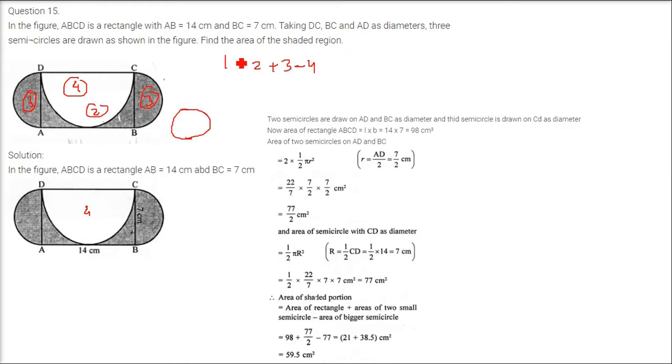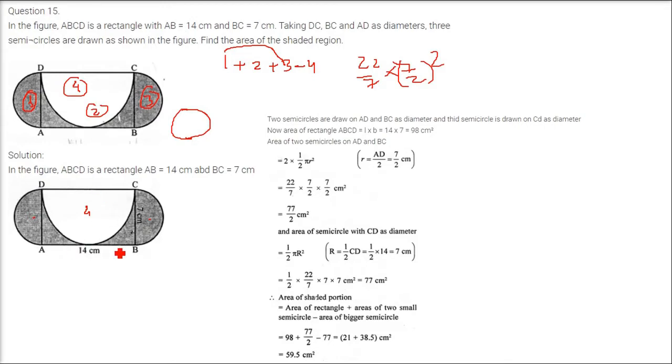So what is the area? I can just say that 1 and 3 combined are pi r square, since it is a circle. What is the radius? The diameter is 7, so it is pi times 7 by 2 whole square. This we have done. Now let us come to this rectangle.